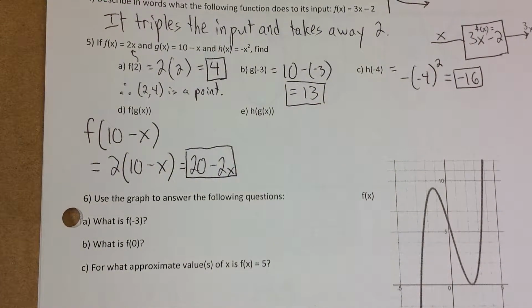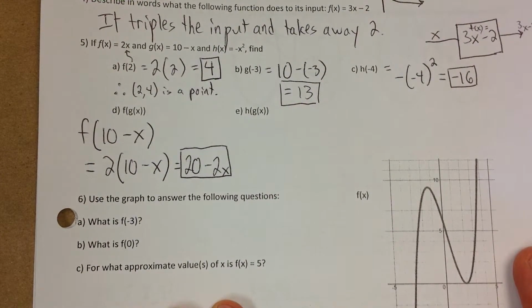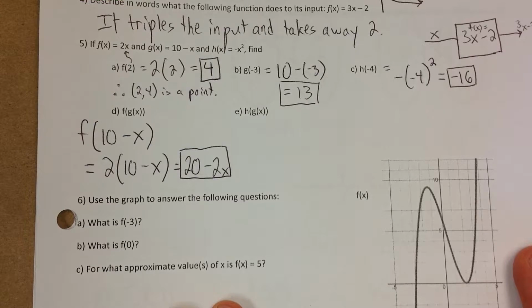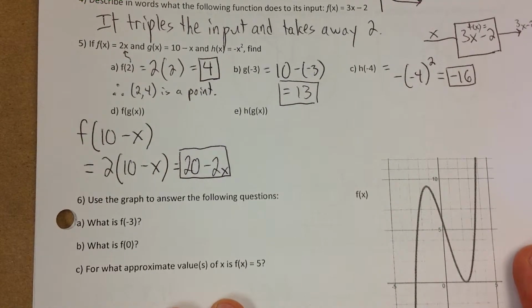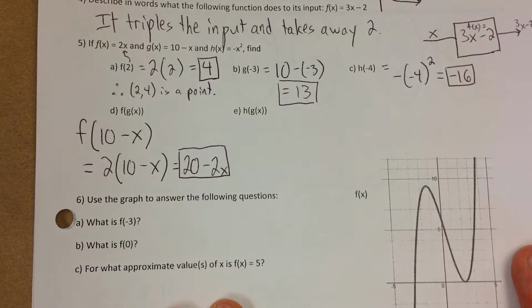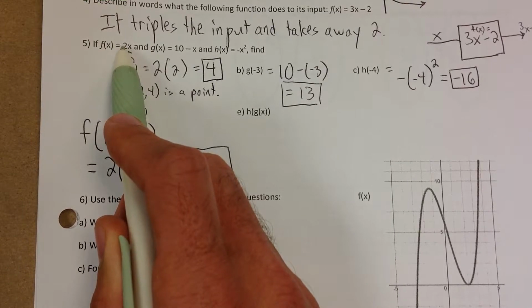And Nikki B, could you tell us how to find h of g of x? Letter E, 5E. Okay, so you do negative x squared, and then inside that, you replace the x with 2x. So negative 2x squared. No, it's not h of f of x. It's h of g of x. So you're not involving 2x.